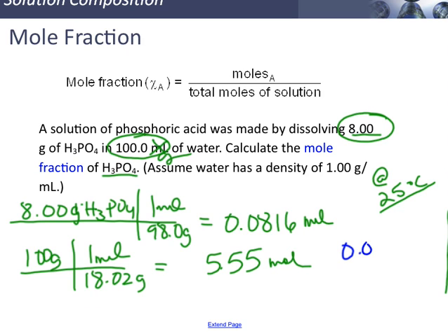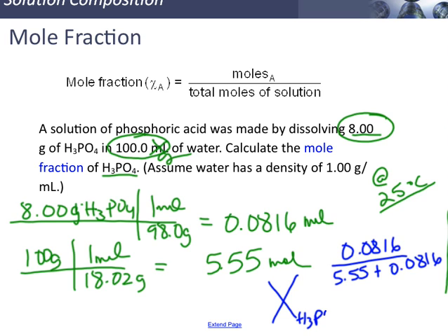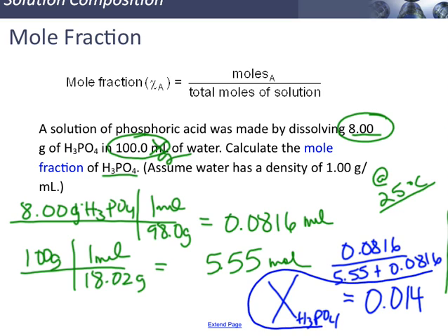Exactly. 0.0816 over the total of 5.5 plus 0.0816. My mole fraction is a big X, and I'm looking at H3PO4 is equal to, do I multiply this one by 100? No, leave it as a decimal. Give me 3 sig figs. 0.0146? And that is my mole fraction of H3PO4.